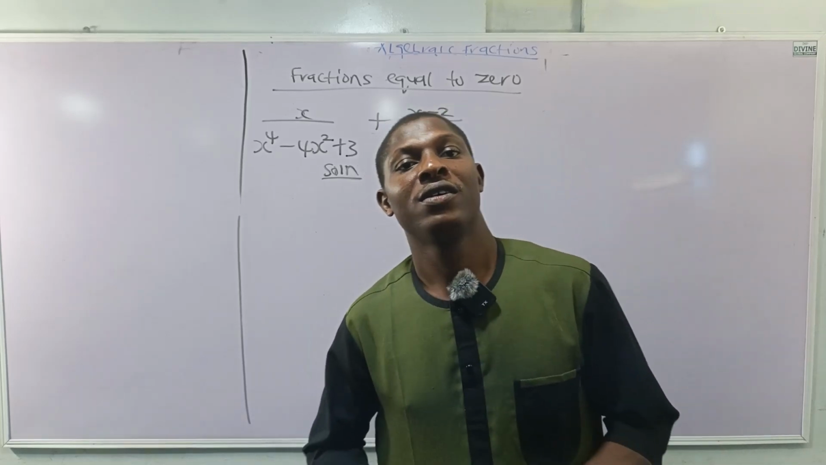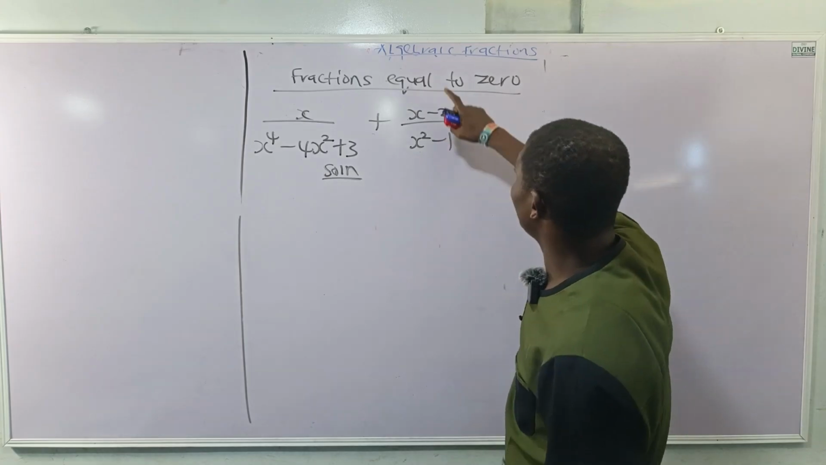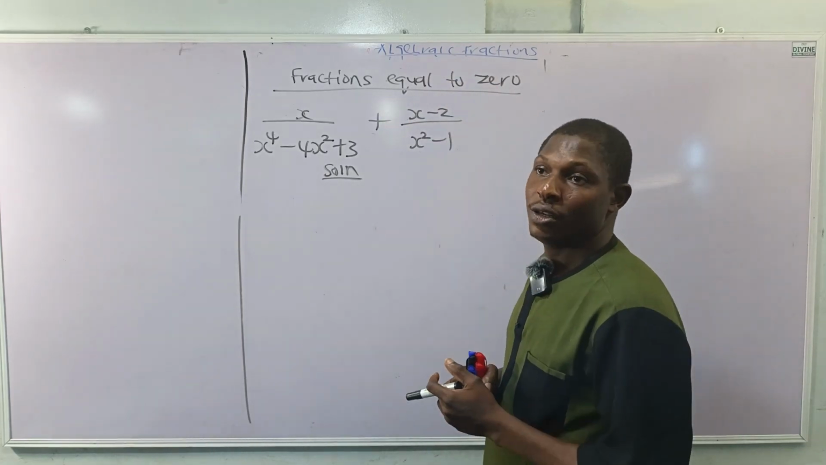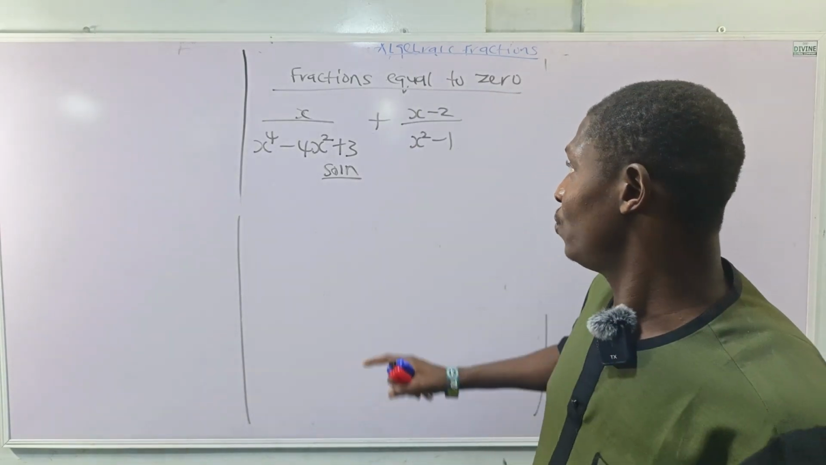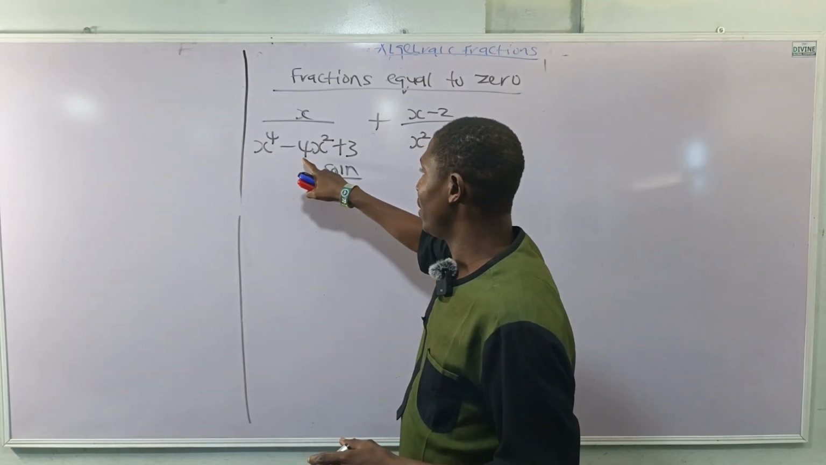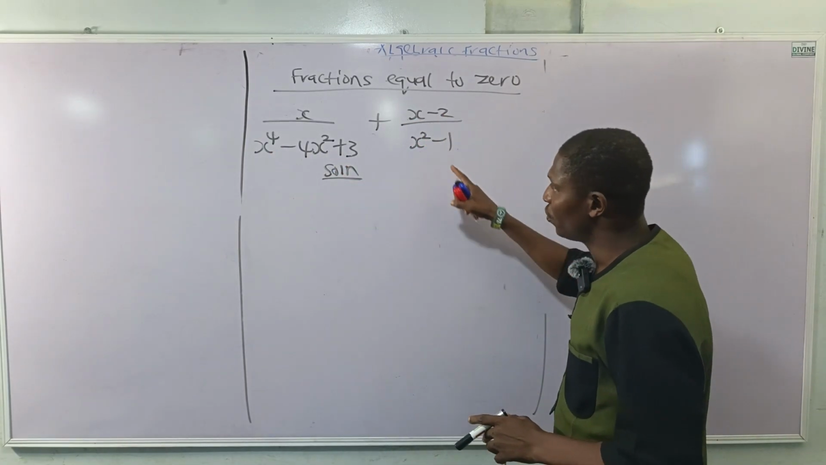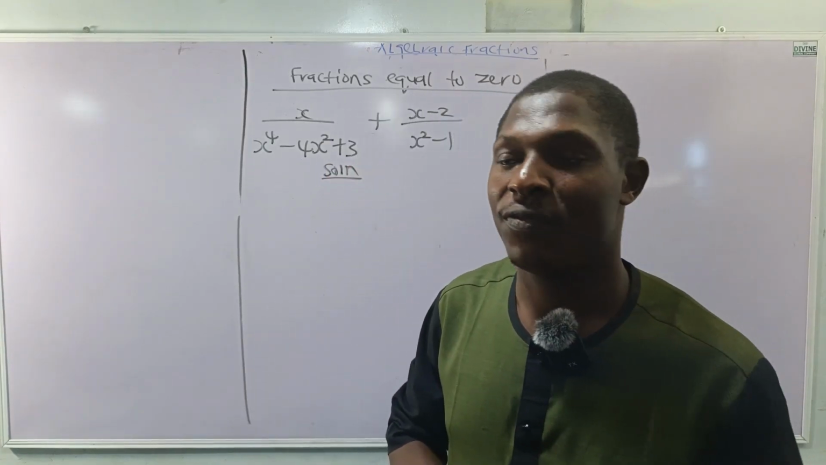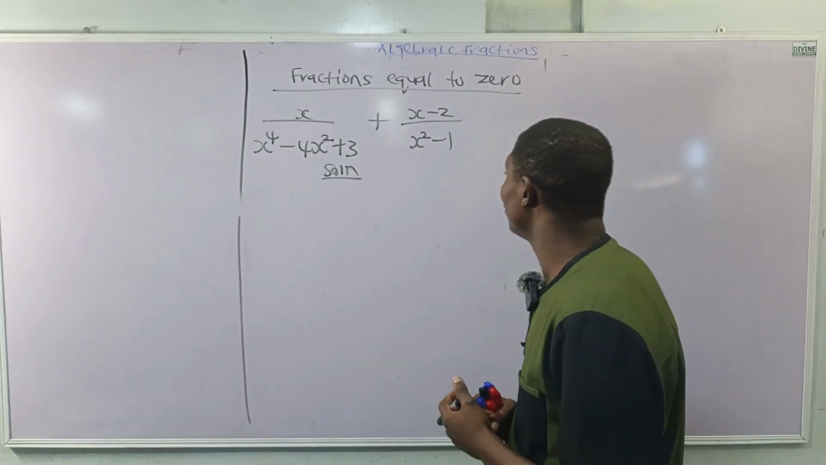Good day, everyone. Today we'll be dealing with a subtopic in algebraic fractions, which is fractions equal to 0. But before we do that, I gave an assignment in our last class, which is this: x all over x raised to power 4 minus 4x squared plus 3, plus x minus 2 all over x squared minus 1. I want to do it so as to verify some of your answers given in our comment section.